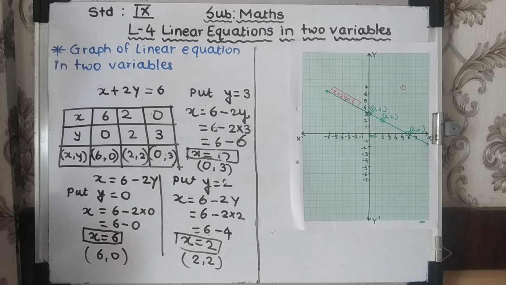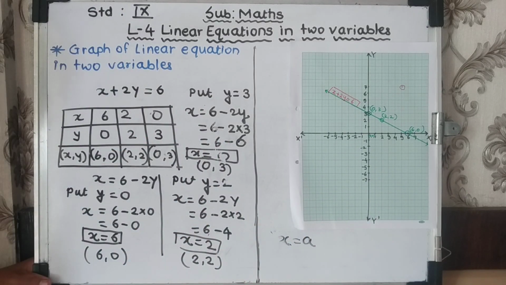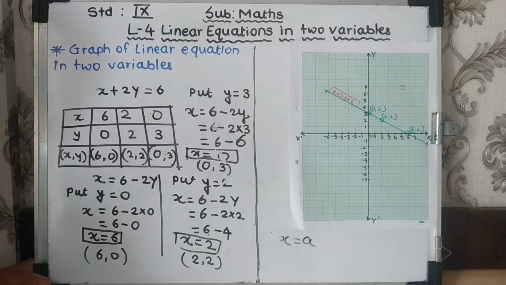The graph of x is equal to a. The graph of x is equal to a is a straight line.